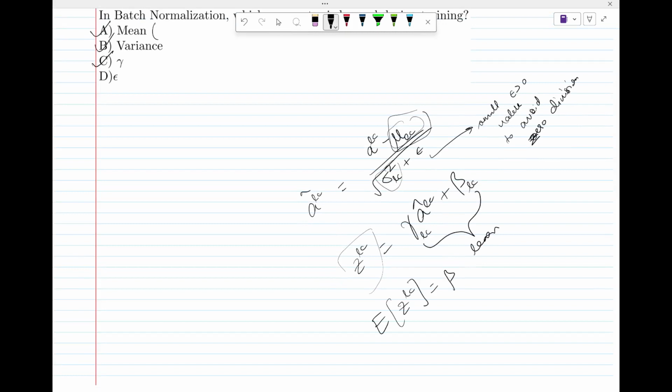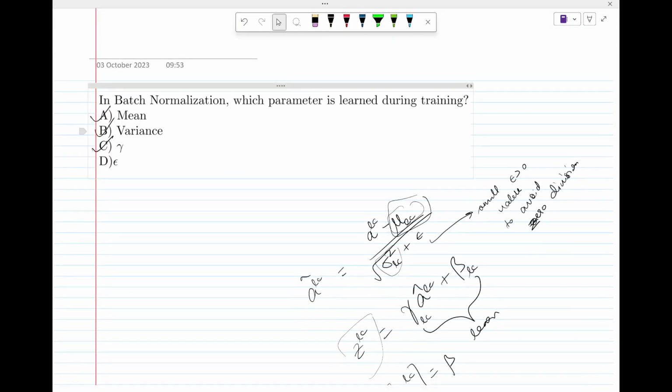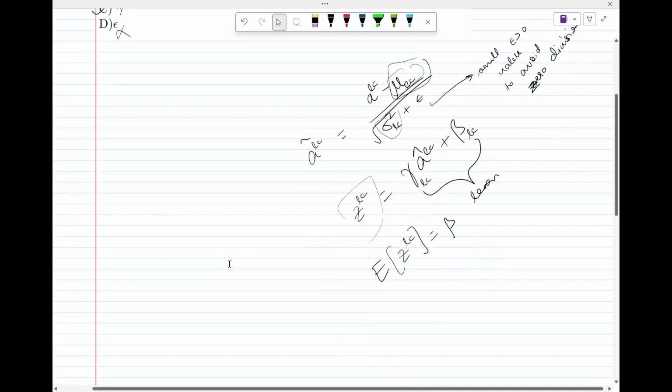This is beta. So this is the only parameter that is not learned. If you're talking about this mean, then it is not learnt, but this mean is in some form learned via this gamma and beta.